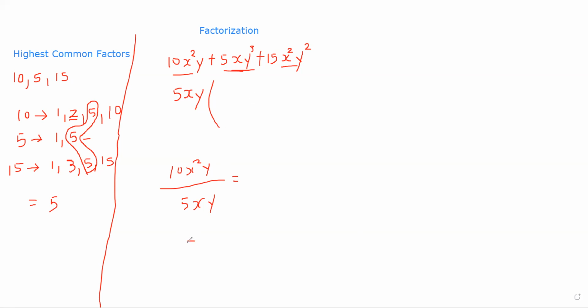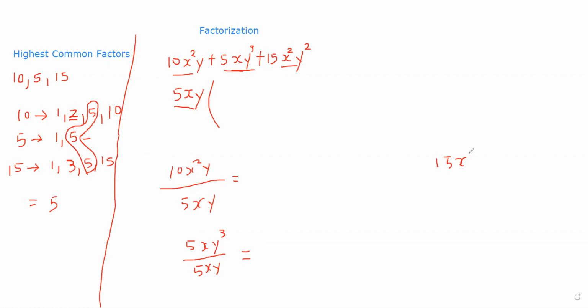You say 5xy cubed divided by the highest common factor that we take out, right? This will be divided in by all three terms. Then we have the 15.